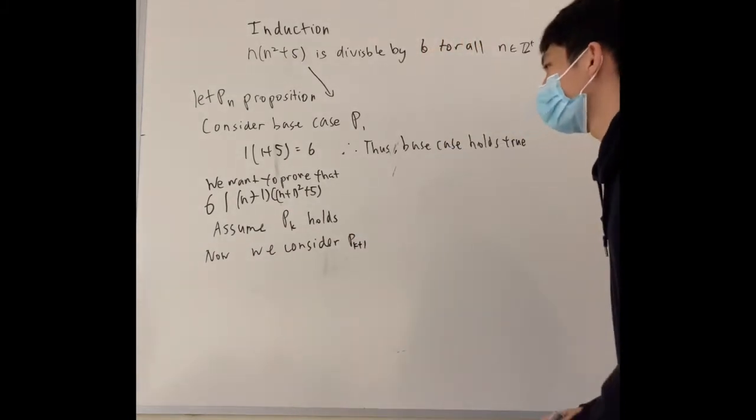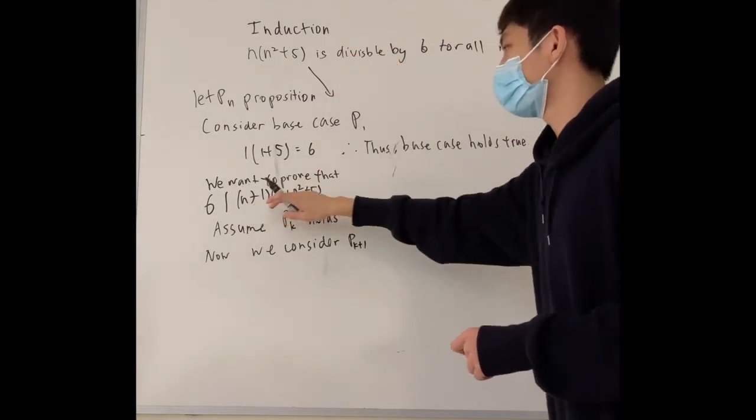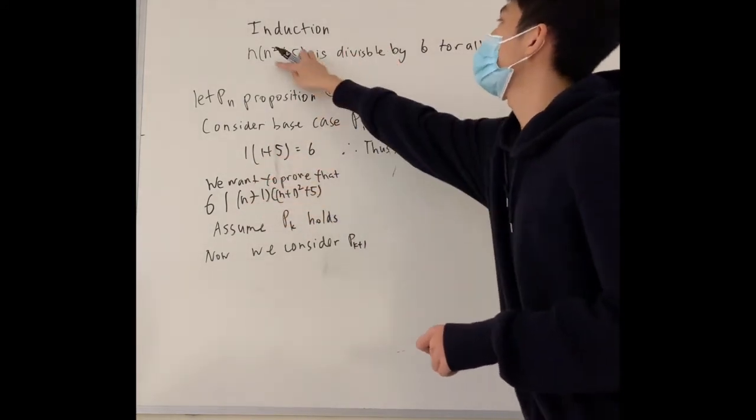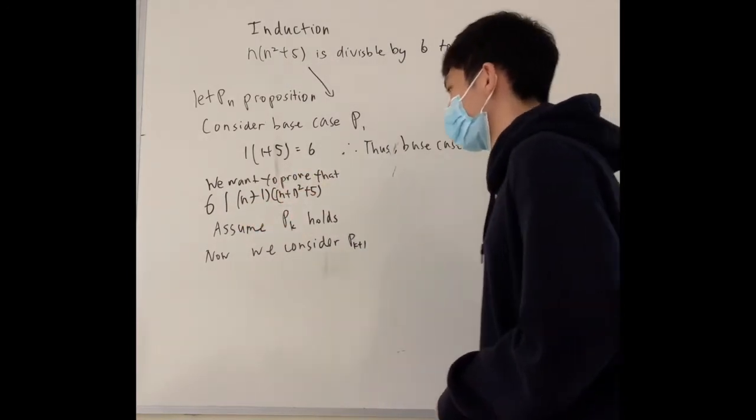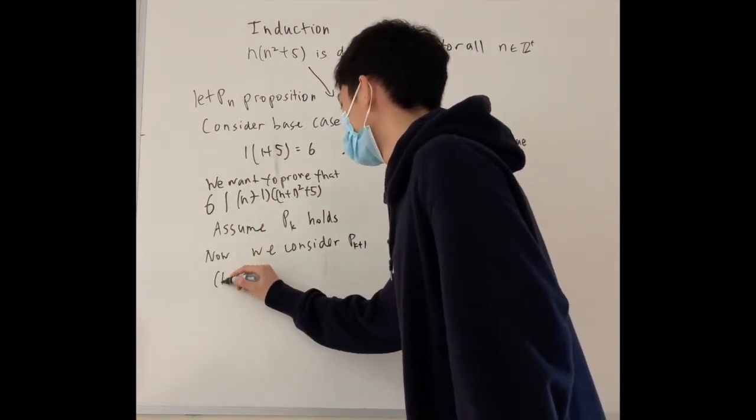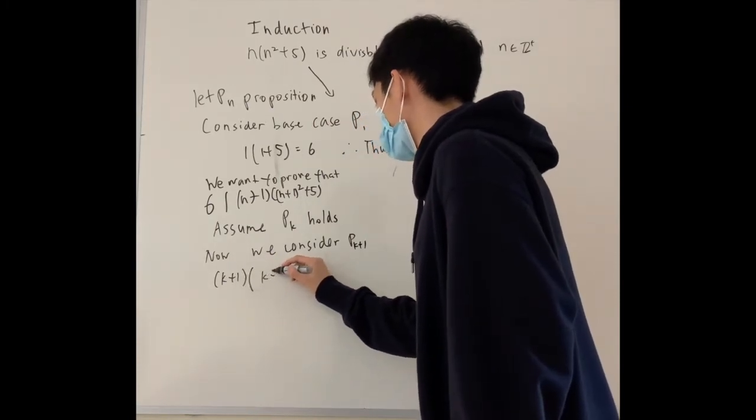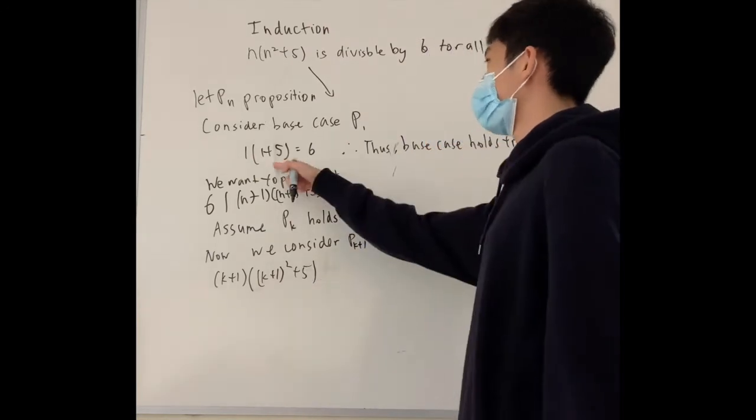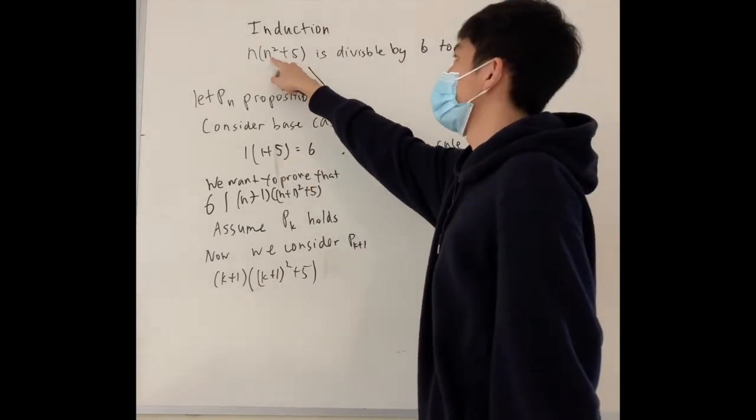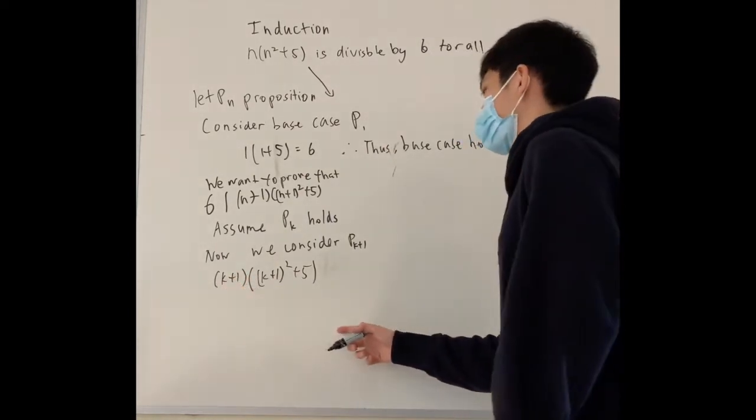Okay, so what we do now is essentially sub in k plus 1 for all the n's here. So it looks like this, but with k's. So we have (k plus 1) times ((k plus 1) squared plus 5). Note that you have to square the whole thing, so it should be (k plus 1) squared, like here. So we want to show that this is divisible by 6.